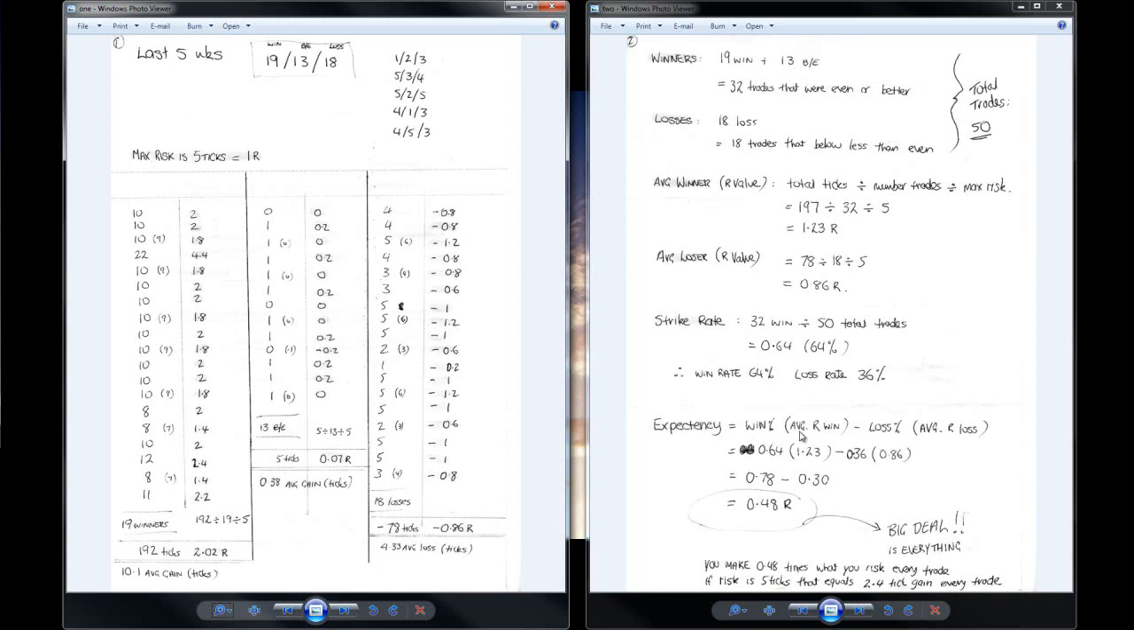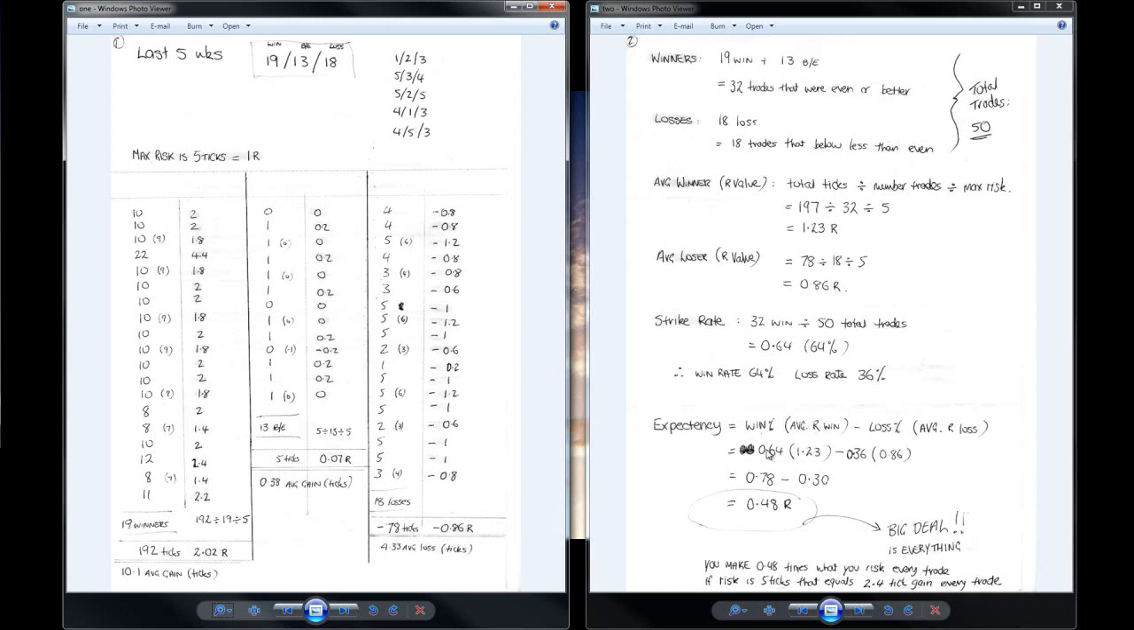So you worked out what is your average winning trade. Based on our break-evens and our winners, we stand to make 1.23 R. So that's our average R gain. Then we want to take away from that the number of times we lose multiplied by our average R loss. We worked out at 0.86. So here it is here.